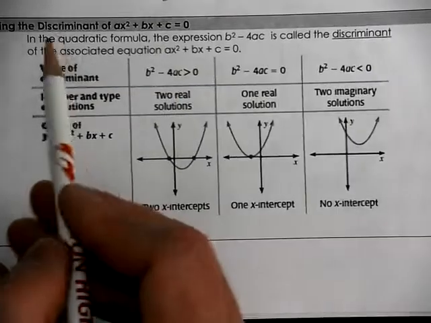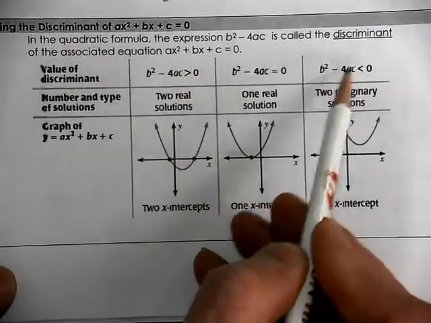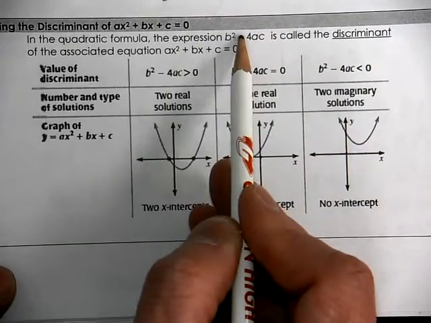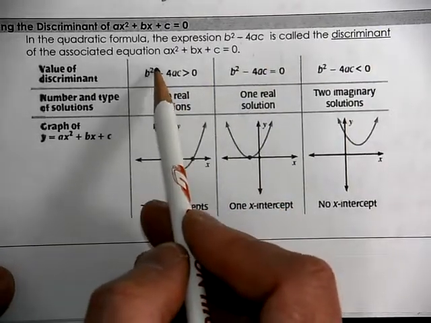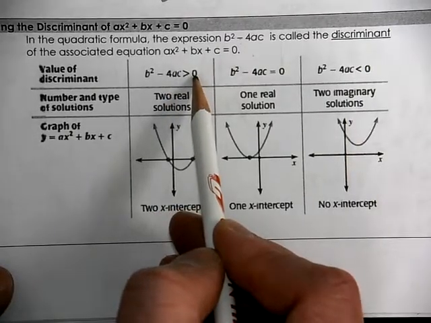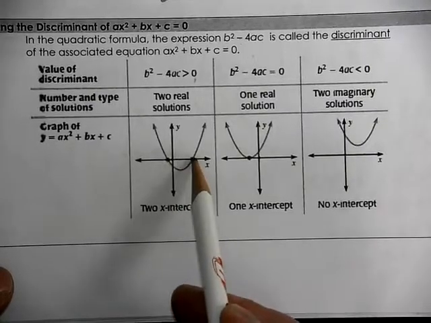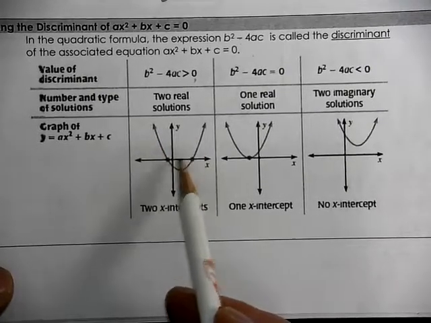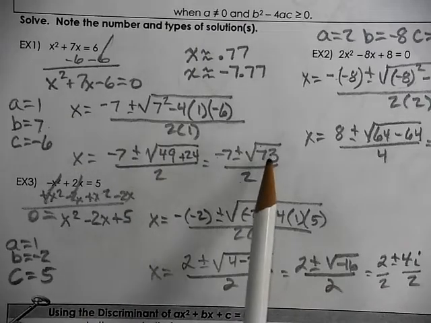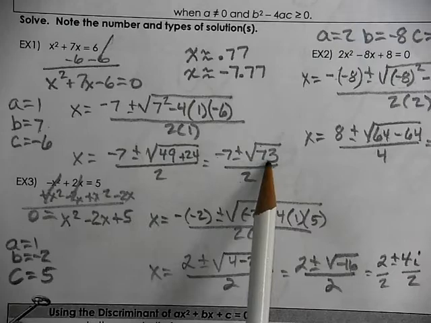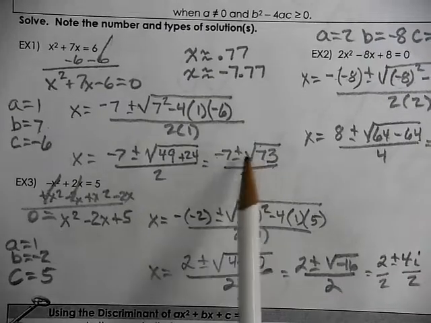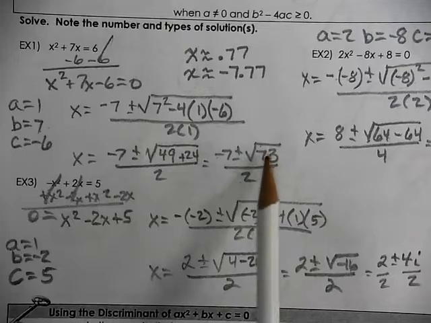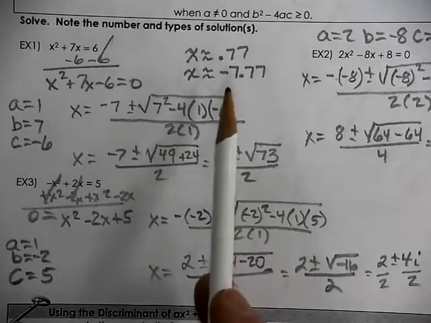Looking here are the rules for the discriminant. The discriminant is the value that is inside the square root. B squared minus 4ac is inside the square root. So if that b squared minus 4ac is a positive number, if it's greater than 0, you're going to have two real solutions. Your parabola is going to touch the x-axis twice. Two real solutions. We experienced that up here with the first example when our discriminant was positive 73. So b squared minus 4ac gave us 73. So we added and subtracted this value, which was a little bit more than 8, and we got two answers.